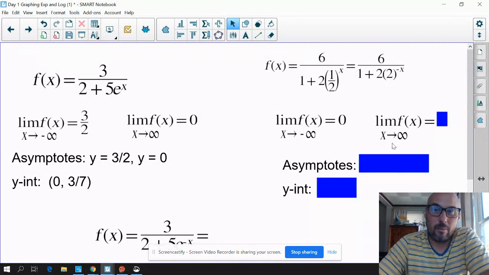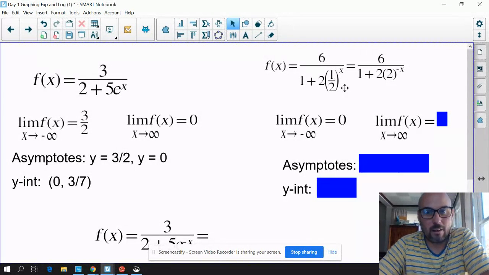When x gets really, really large, like this one might be easier to think about. When x is 100, well, what's a half times itself 100 times? That's basically 0. Taking a half of a half of a half of a half 100 times, you basically have nothing. So when x approaches infinity, 1/2 to the infinity will be 0, essentially 0. So 6 divided by 1 plus 0 is just 6 divided by 1, which is 6.